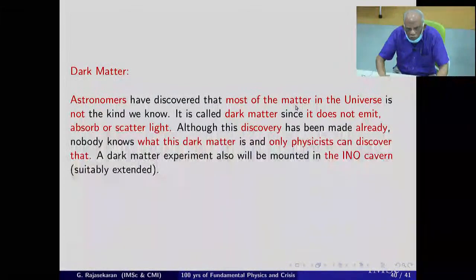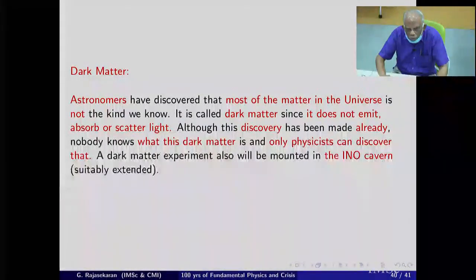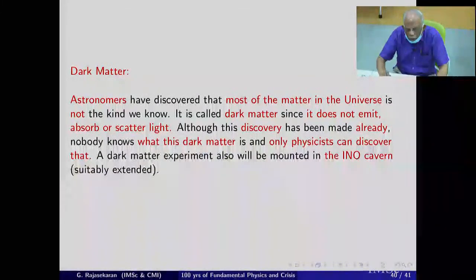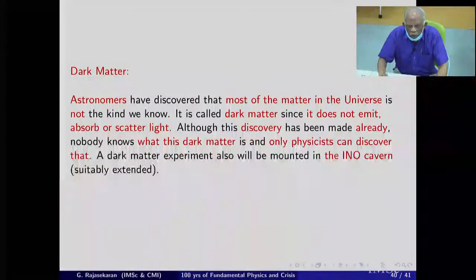Astronomers have discovered that most of the matter in the universe is not the kind we know, not the kind which we have been describing. It is called dark matter because it does not emit, absorb, or scatter light. Although this discovery has been made by astronomers through the gravitational interaction, nobody knows what this dark matter is, and only physicists can discover it. Dozens of experiments have been going on throughout the world in the last 20 or 30 years trying to detect the dark matter, but no success so far. A dark matter experiment also will be mounted in one of the caverns in the INO.